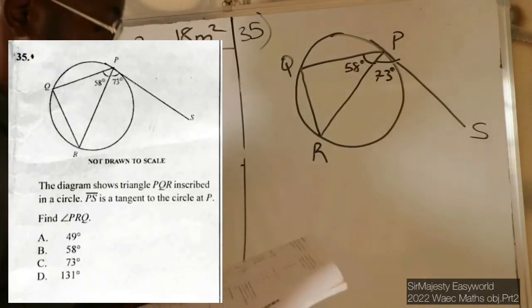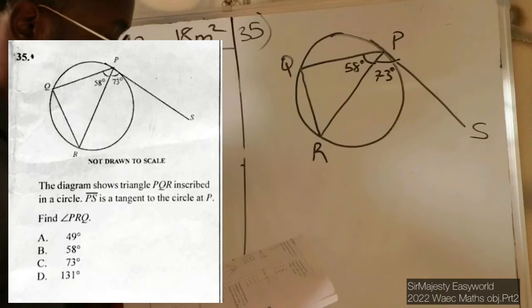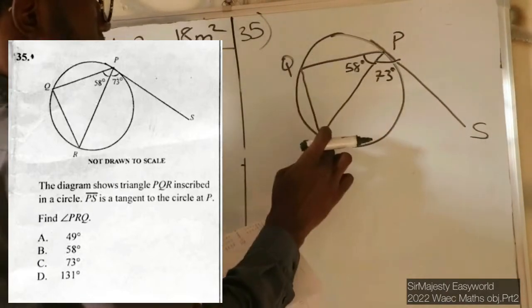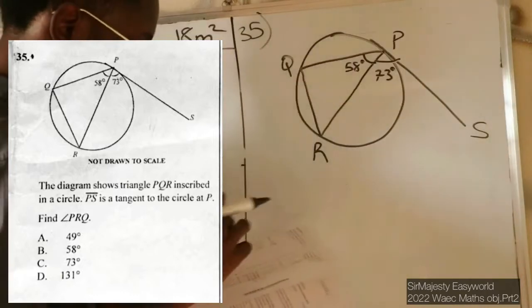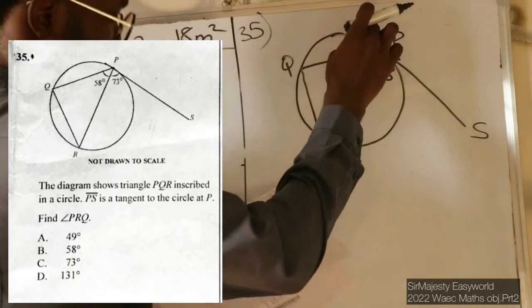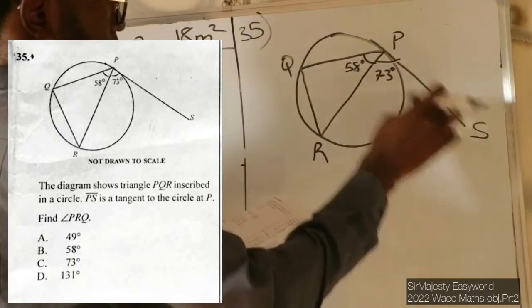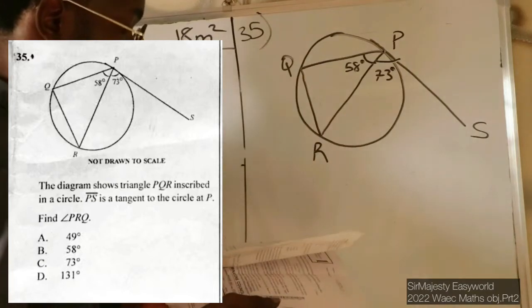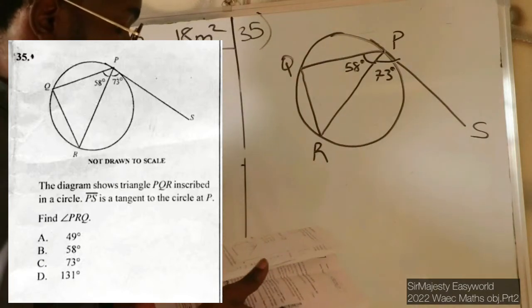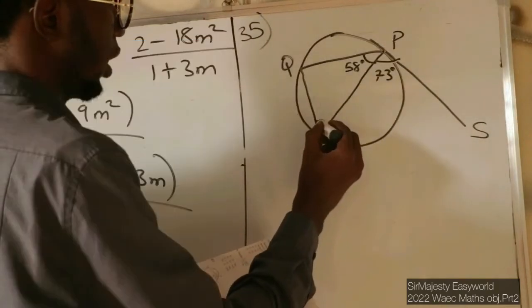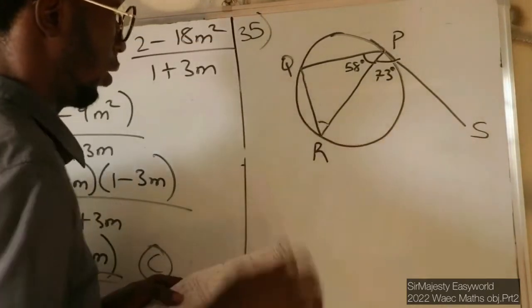So it says, the diagram shows triangle PQR inscribed in a circle. PS is a tangent to the circle at the point P. Now it says, find angle PRQ. So we should find this angle right here.